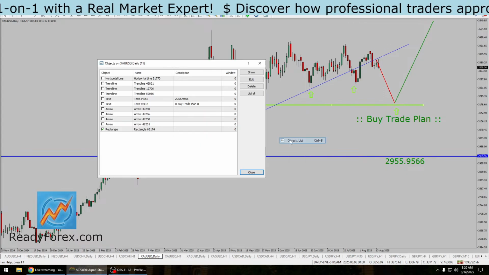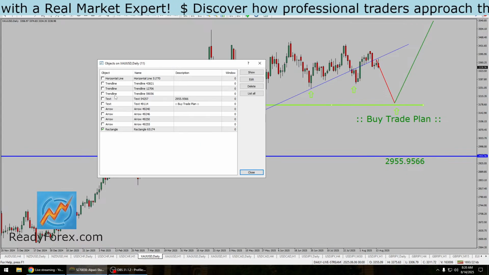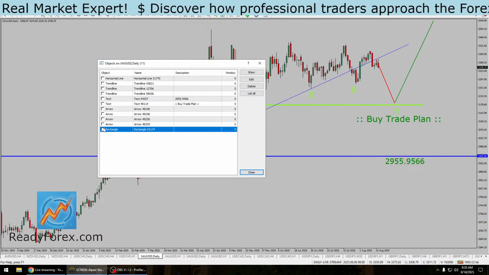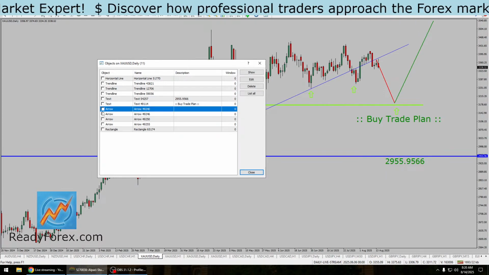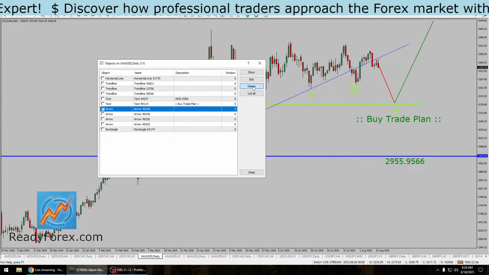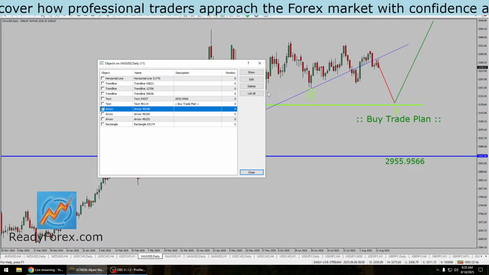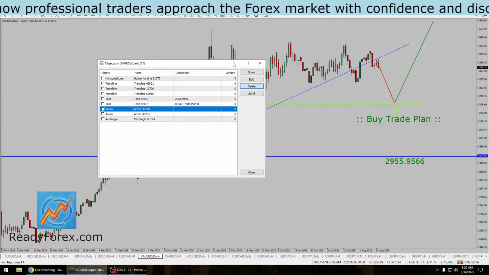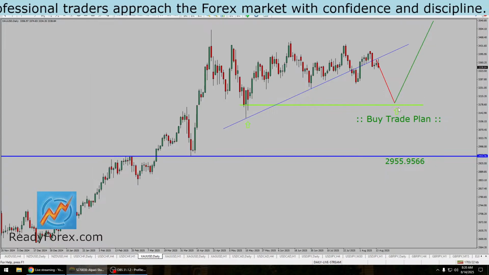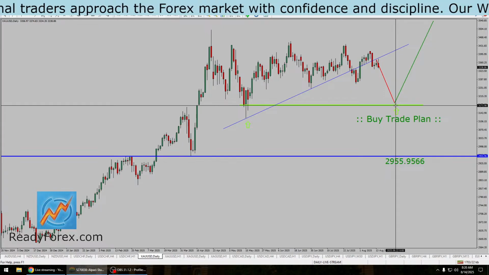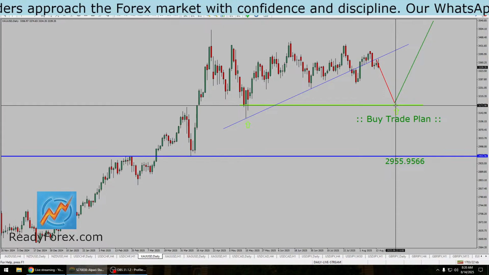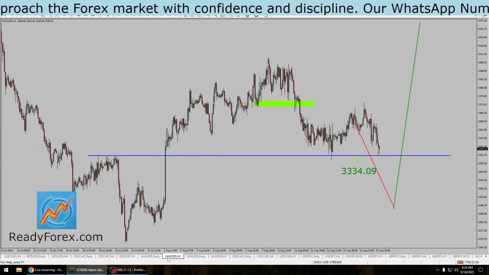I'm going to change the color of these arrows and actually going to remove some of them. So that's the buy trade plan down over here, inside the XAUUSD pair, spot gold. Next one is the 1 hour.